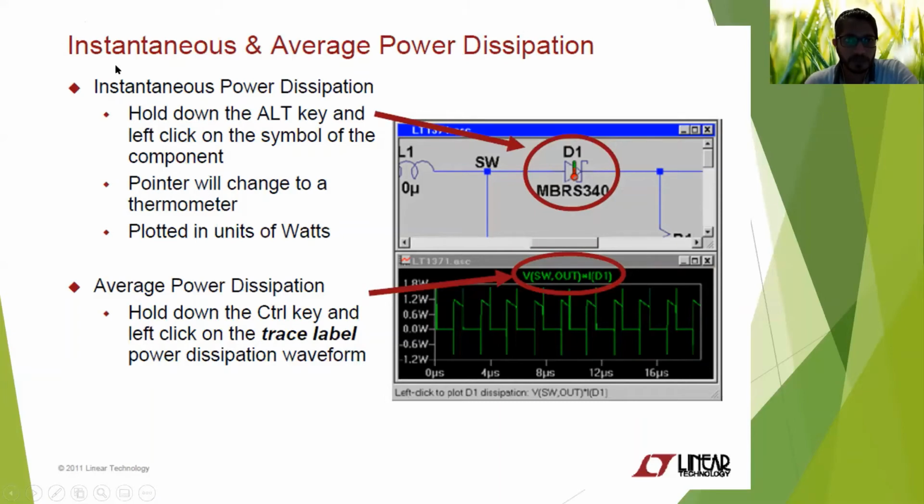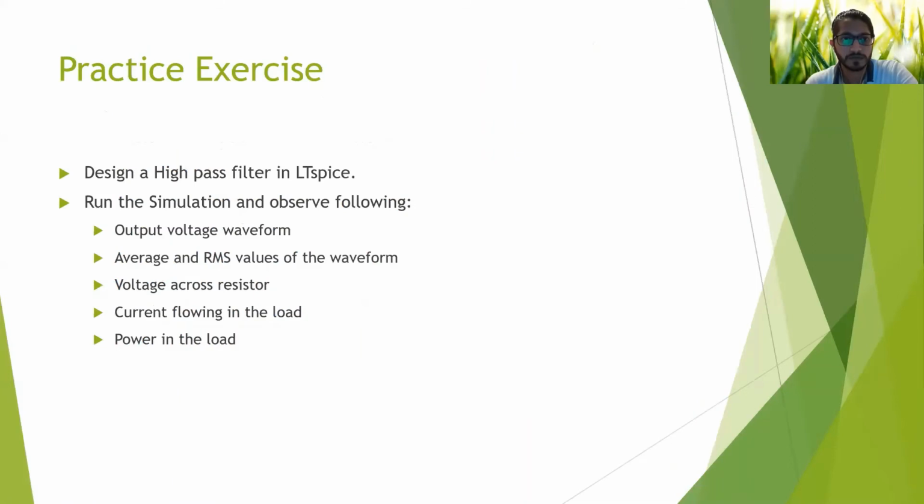So instantaneous and average power dissipation. We have seen that if you hold the control alt key and then left click on the body of the device, it will give you the power wave shape. And if you click on the wave label by pressing the control, you can see the average power of the circuit. Okay, this is all for today's session.